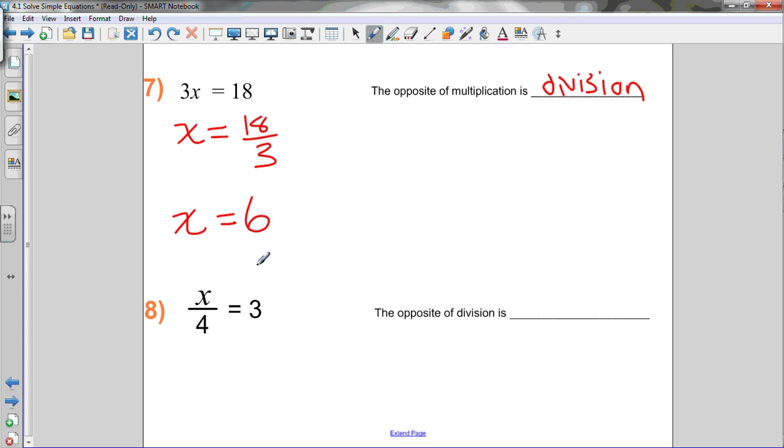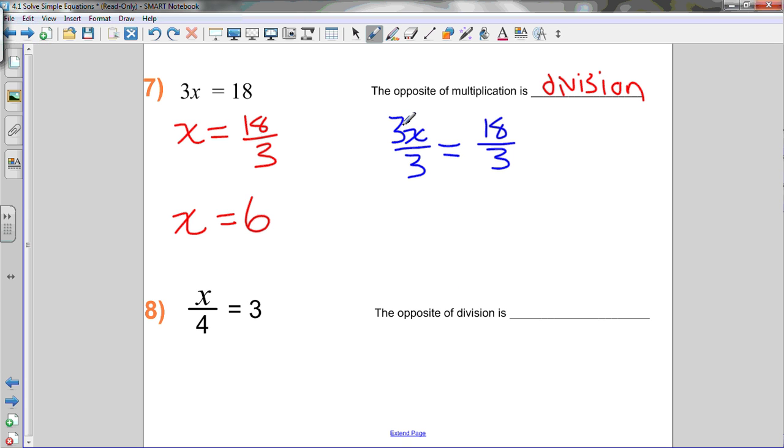If you want to keep using the balance method, which is completely fine, to get rid of this 3 from this side, you're going to have to think of opposite again. The opposite of multiplying x by 3 is dividing x by 3. So we'll have to do that. We'll divide x by 3, but then I must also do the same operation to the other side of the equation. So I must divide the other side of the equation by 3.